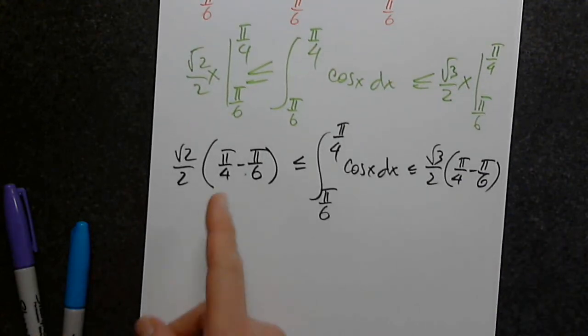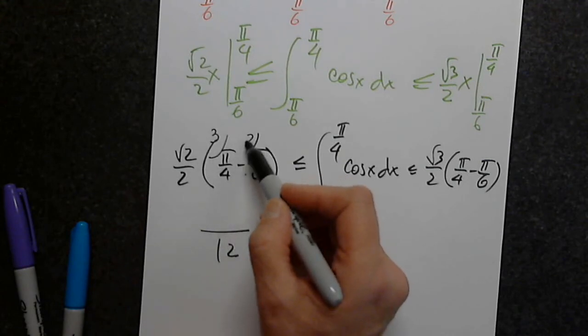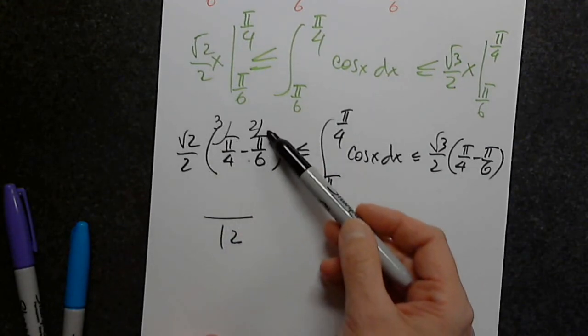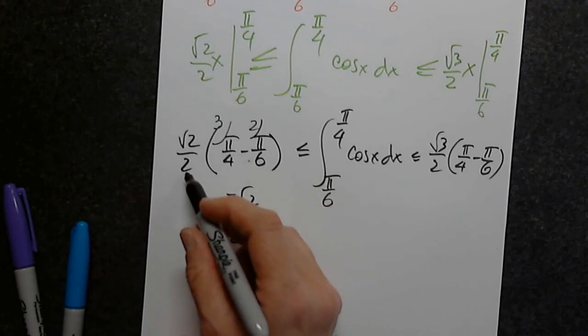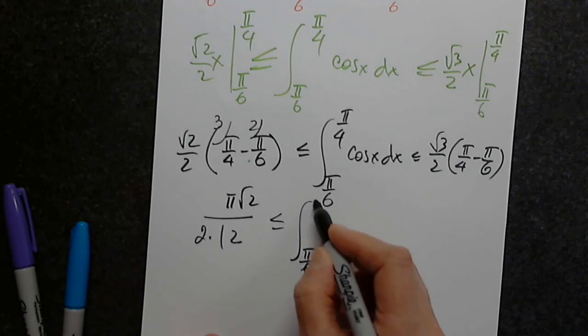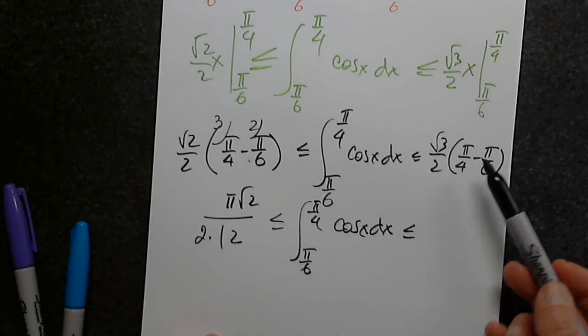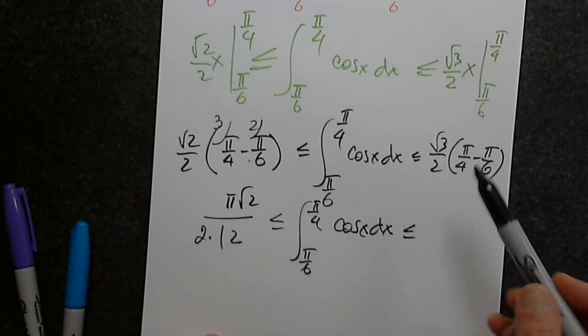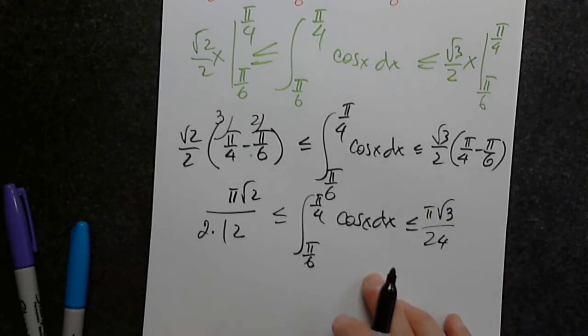But how much is pi over 4 minus pi over 6? I need the least common denominator. I need to multiply this by 3, and I need to multiply this by 2. So 3 pi minus 2 pi is pi. So pi, the square root of 2 over 2 times 12, less than or equal to the integral from pi over 6 to pi over 4 of cosine x dx, less than or equal to, and I get the same thing, pi over 12, right? So pi, the square root of 3 divided by 24. And this becomes 24.